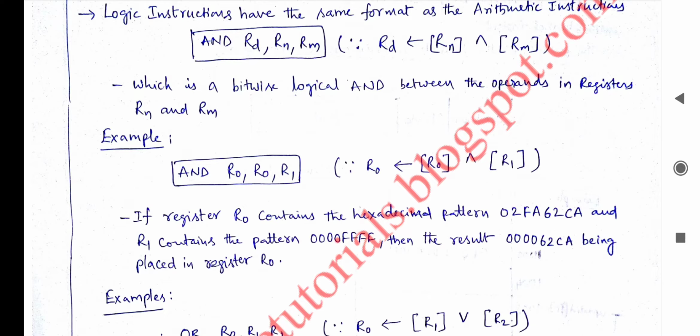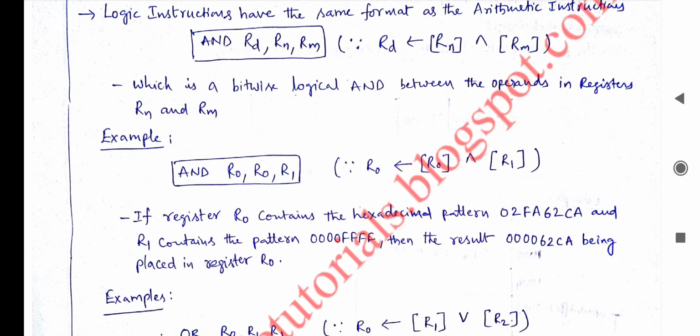And next example, AND R0, R0, R1. That means if register R0 contains the hexadecimal pattern 0x02FA62CA, and R1 contains the pattern 0x0000FFFF, then the result 0x000062CA is placed in register R0.